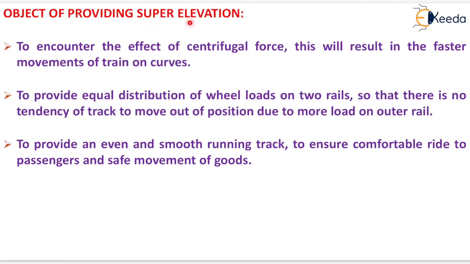Objects of providing super elevation. To counter the effect of centrifugal force, which will result in the faster movement of trains on curves. To provide equal distribution of wheel loads on two rails so that there is no tendency of the track to move out of position due to more load on the outer rail. To provide an even and smooth running track and to ensure a comfortable ride to the passengers and safe movement of goods.